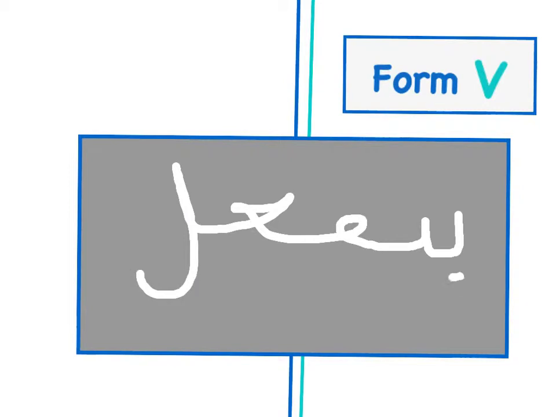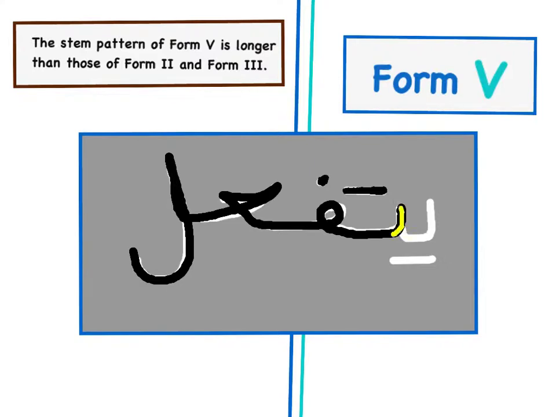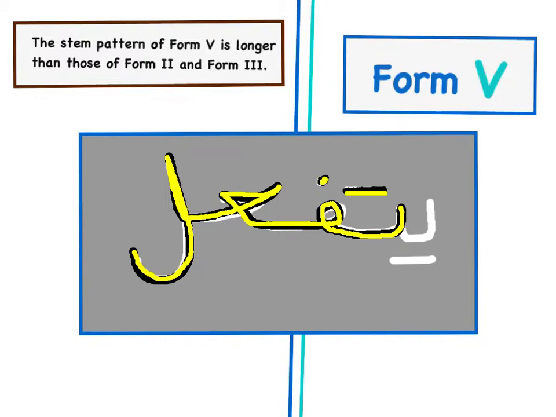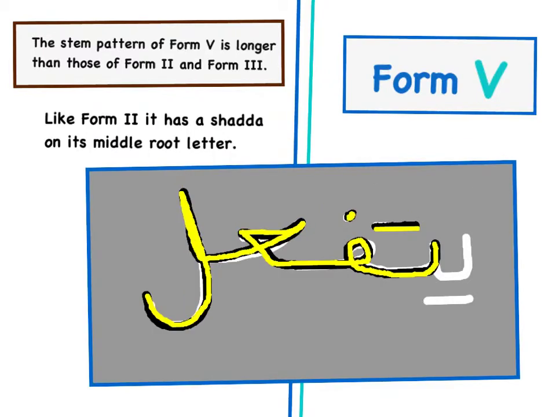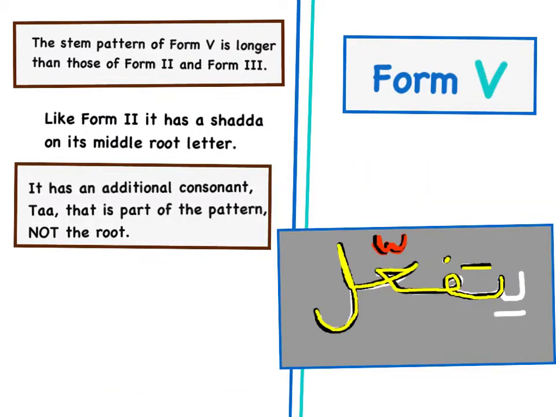Form 5 يتفاعل. The stem pattern of form 5 is longer than those of form 2 and form 3. تفاعل. Like form 2, it has a shadda on its middle root letter. It has an additional consonant, ta, that is part of the pattern, not the root.